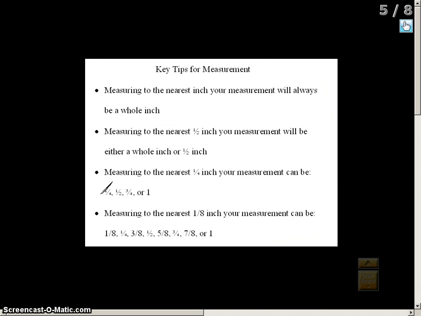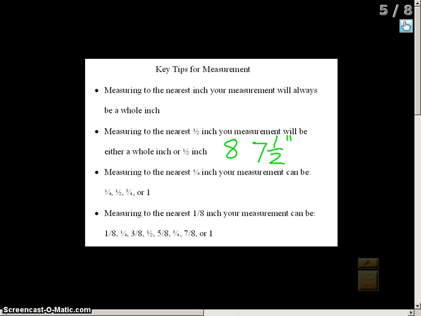Now, key tips for measurement. It's always important to understand this. When measuring to the nearest inch, your measurement will always be a whole inch. So it'll always fall on 1 inch or 3 inches or 8 inches, with no fraction associated with it. Measuring to the nearest 1/2 inch, your measurement will be either a whole inch or a 1/2 of an inch. For example, we'll either have 8 inches if it falls on that, or we can have measurements like 7.5 inches.